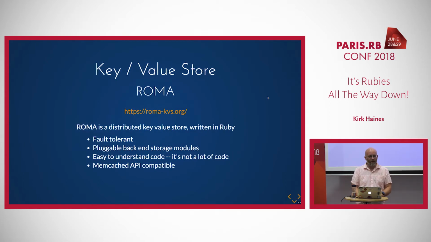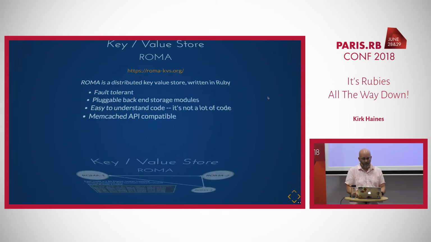One area, though, that has been done and works pretty well is a key value store in Ruby. There's something called Roma, and Roma was written by Rakuten, a big Japanese company. It's a Memcache-compatible key value store. It doesn't have a lot of code. You can look at it and pretty easily understand what it's doing.